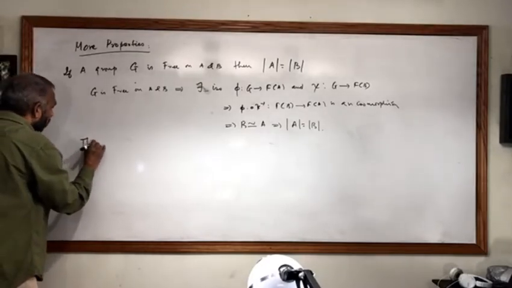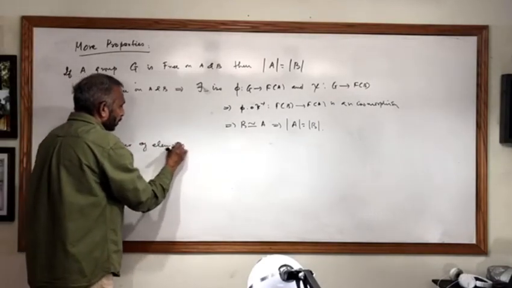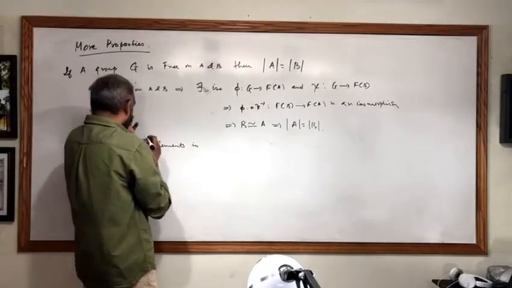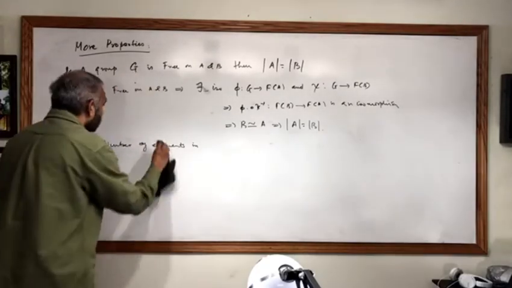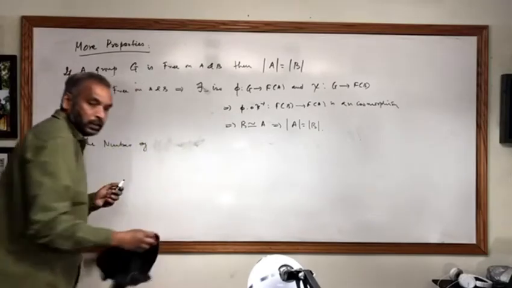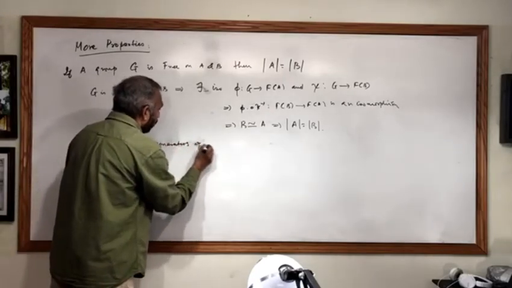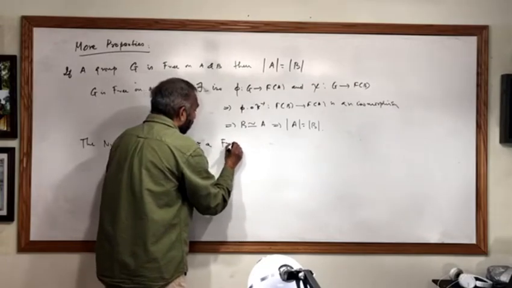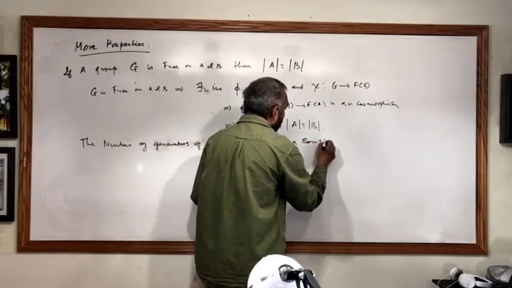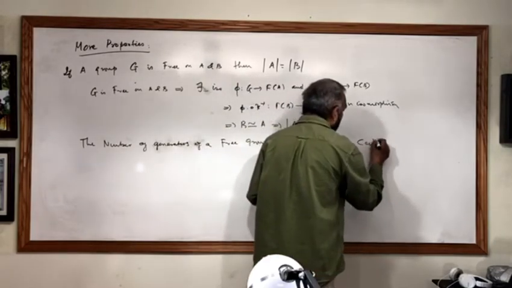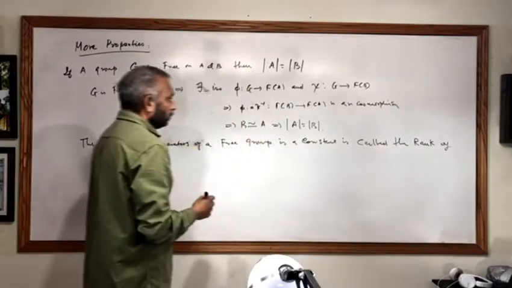So the number of elements in a generating set, the number of generators of a free group, is a constant and is called the rank of G.